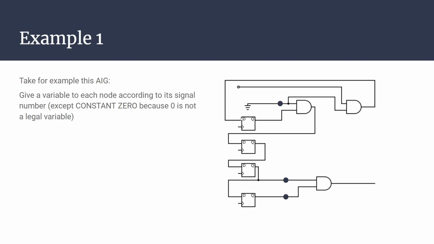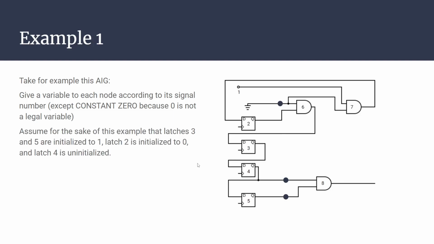The input needs to be 1, this latch needs to be 2, this latch needs to be 3, this latch needs to be 4, and this latch needs to be 5. And then the AND gates would be, I would say this would be 6, this would be 7, this would be 8. We could have given another order to the AND gates, that's just what I picked, okay? Let's assume that 2 is initialized to 0, 3 and 5 are initialized to 1, and 4 is uninitialized.